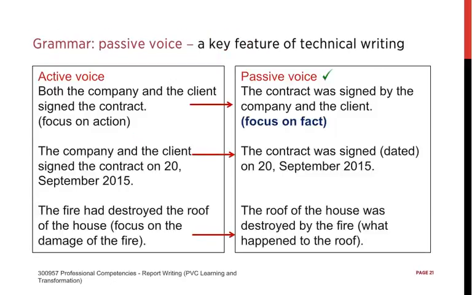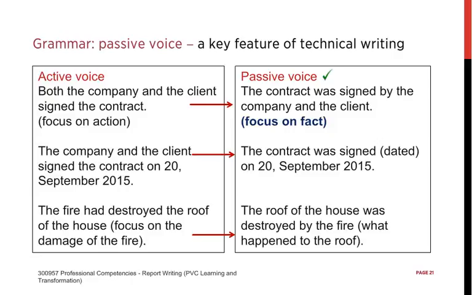When you are writing your report, another key thing you'll need to consider is grammar and the use of passive voice. This is a key feature of technical writing. Active voice, as an example on the left hand side, is both the company and the client signed the contract. It focuses on action. What you want to do is paraphrase this into a passive voice. So this would be, the contract was signed by the company and the client. This focuses on fact.